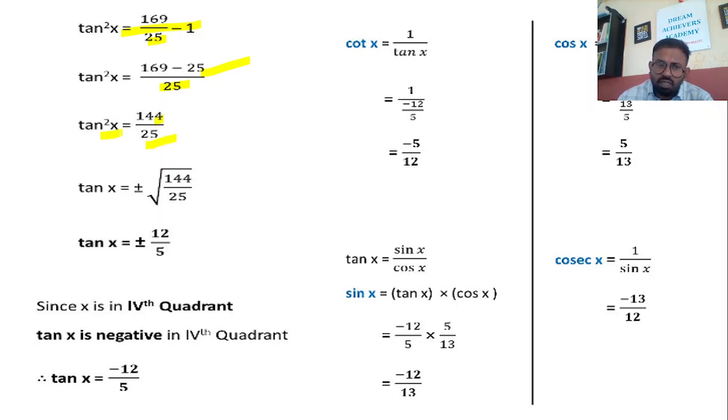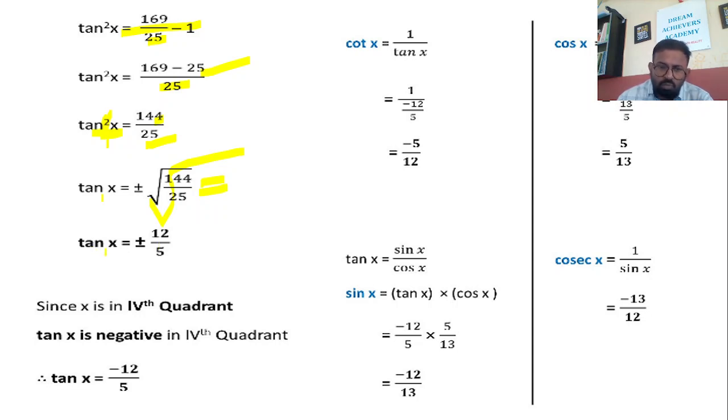It is not the tan value, it is the tan square value. I want the tan value, so I will apply the square root on both sides. So it will become tan x equals square root of 144 by 25. So this is how we can solve this problem.